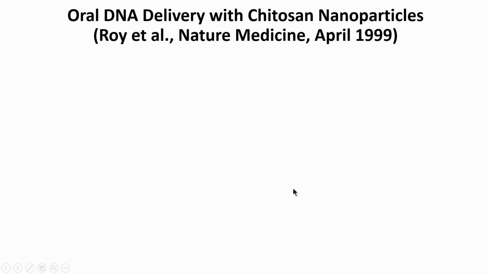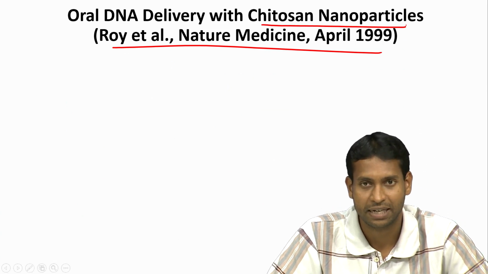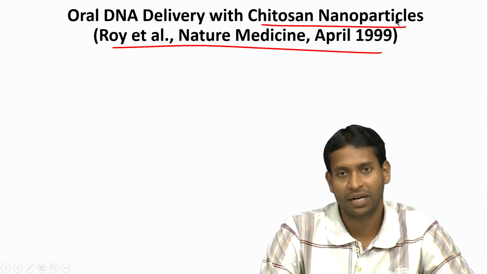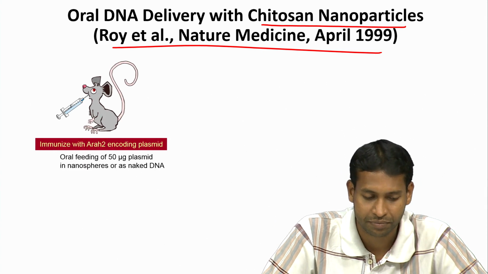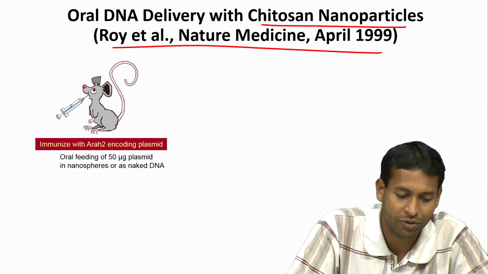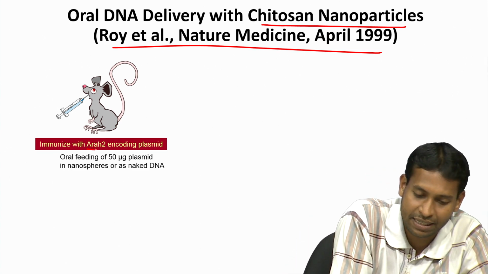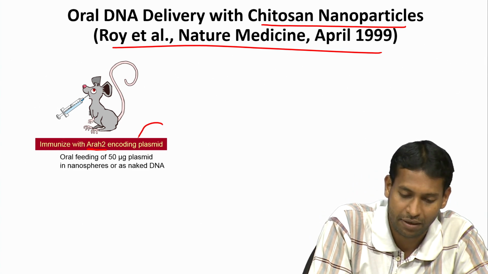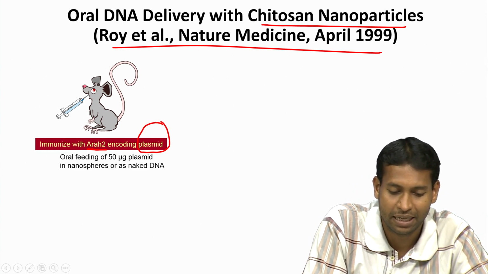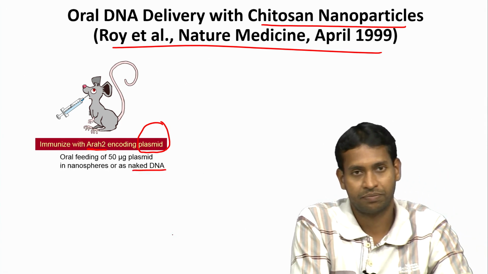So, in this particular paper they are using oral DNA delivery with chitosan nanoparticles. So, we have already discussed chitosan being a natural polymer and also containing primary and tertiary amines, it is used quite a bit with DNA delivery, and it is a mouse model that they have used. So, what they have done is they have now used the antigen, which is the RR2, and they have put a plasmid that codes for this, and they have immunized it with either these chitosan nanoparticles or just the naked DNA.